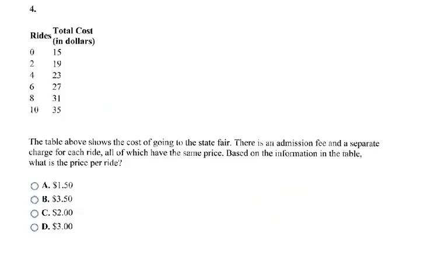The table above shows the cost of going to the state fair. There's an admission fee and a separate charge for each ride, all of which have the same price. Based on the information in the table, what is the price per ride?